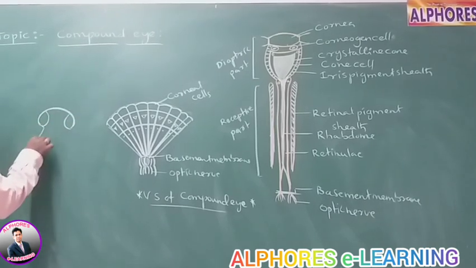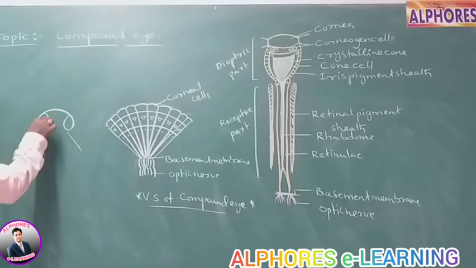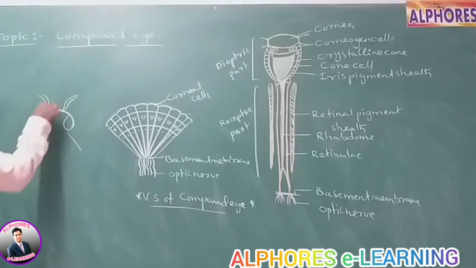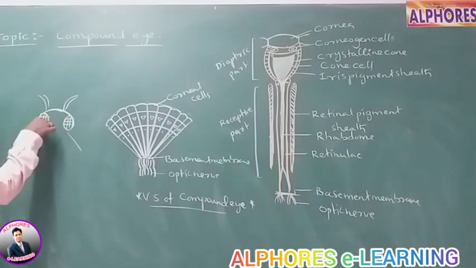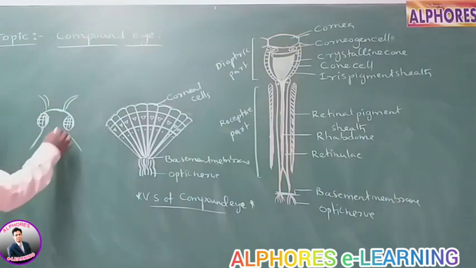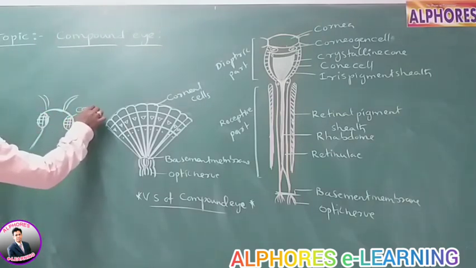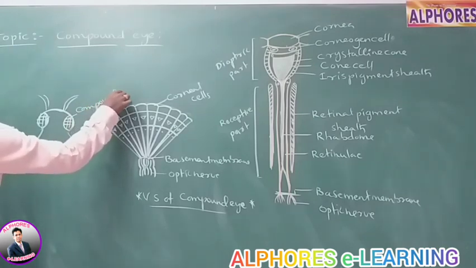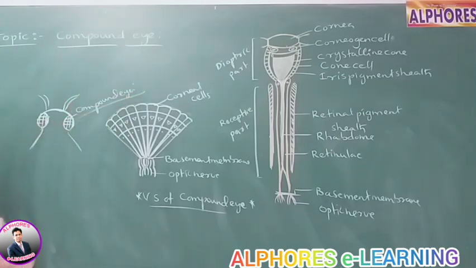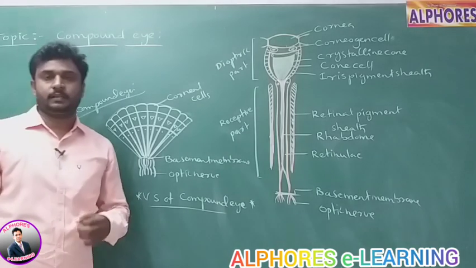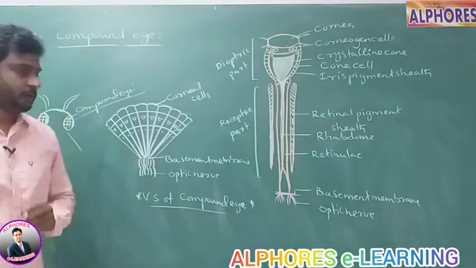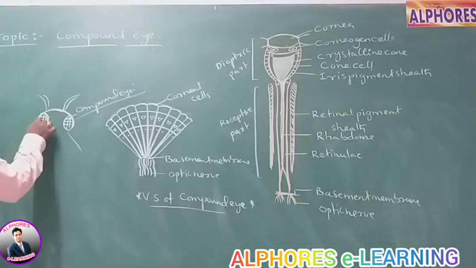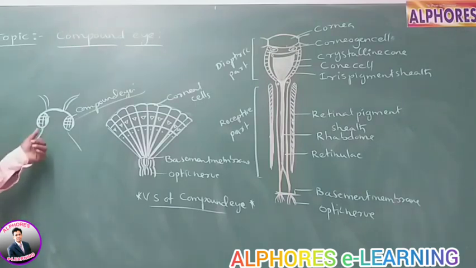So this is the head of the cockroach, the dorsolateral sides of the head. Dorsolateral means the dorsal side and lateral sides. The head of the cockroach consists of one pair of eyes, which are called compound eyes. These eyes are useful for the sense of vision. One pair of compound eyes is present at the dorsolateral sides of the head.